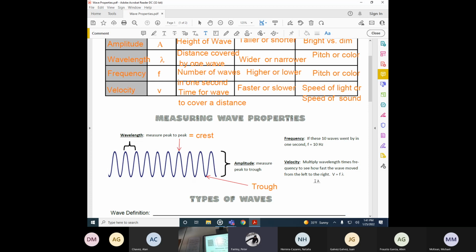The crest or the peak is the high point of the wave. The trough is the low point of the wave.